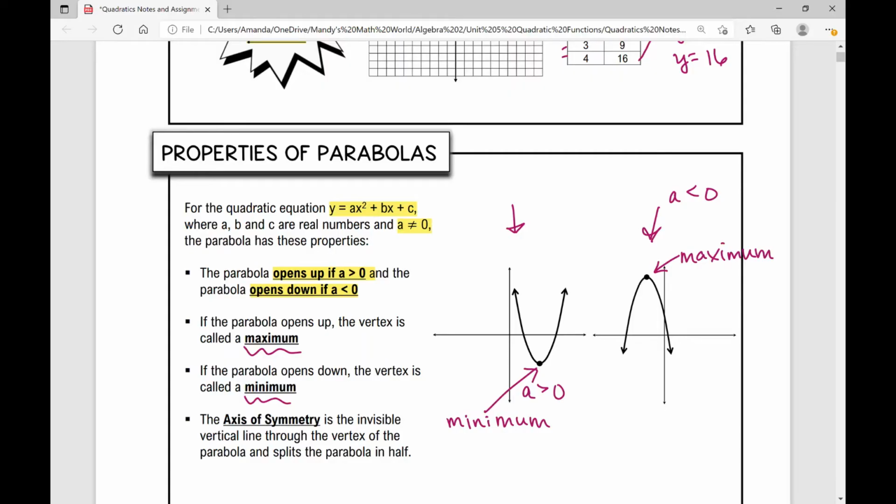And then lastly, another property of a parabola is the axis of symmetry, an invisible vertical line through the vertex of the parabola. It splits that parabola in half. So I can draw a vertical line right like this, and I'll call it my axis of symmetry. It is invisible. We can't see it. It's just a property of a parabola, and I can shorthand it AOS. Right here, it goes through that vertex. It's a vertical line. I can have an equation for it. We call that our axis of symmetry. So these are some properties of parabolas.